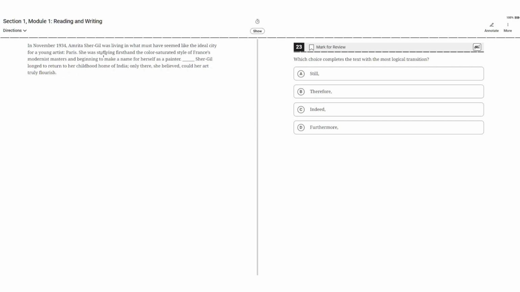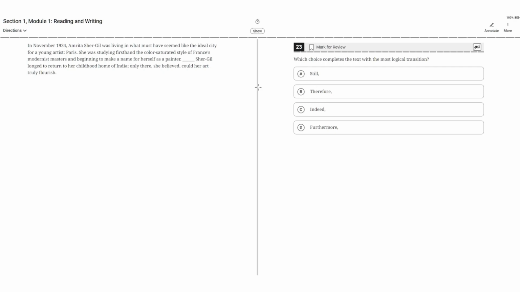So the first sentence discusses Paris and its attributes and how it's good for a young artist, where she could learn from master artists and she could make a name for herself as a painter. But the second sentence discusses how she wanted to return to India, where she believed her art could truly flourish. So there's a contrast between these two sentences, and the transition word here must emphasize this contrast. A. Still. This makes sense here because it would highlight how despite Paris being a great place for her as an artist, she wanted to return to India, where she believed her art could truly flourish. So A seems to be the correct answer.